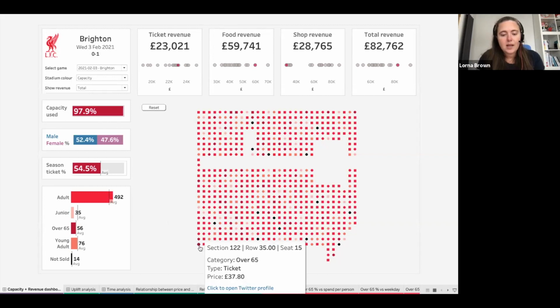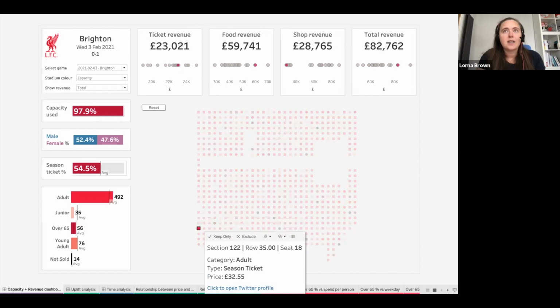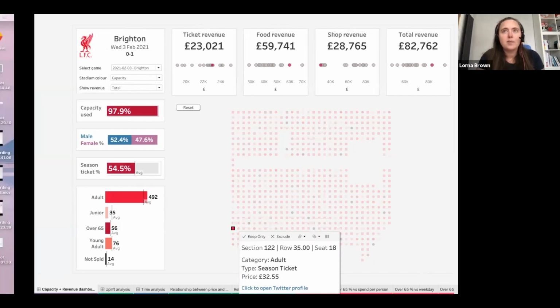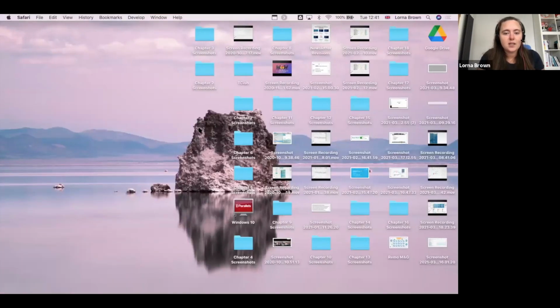But for example, I can click on a particular person. So this person is a season ticket holder. So I can click on them and it has opened on my other screen. So just 2 seconds.